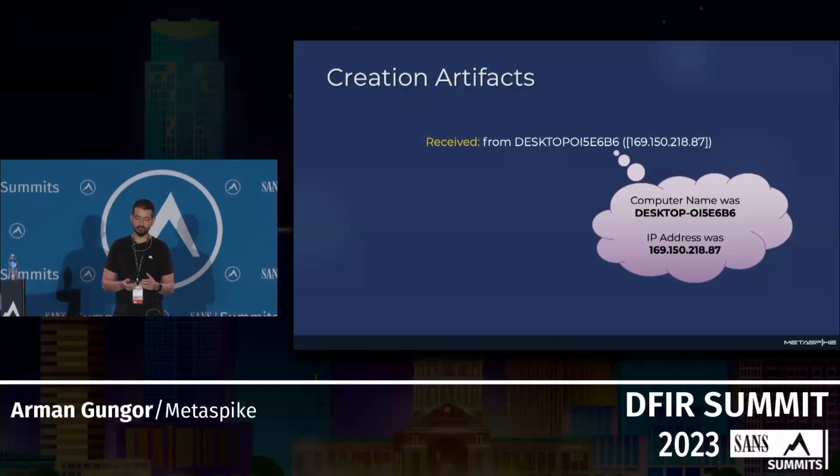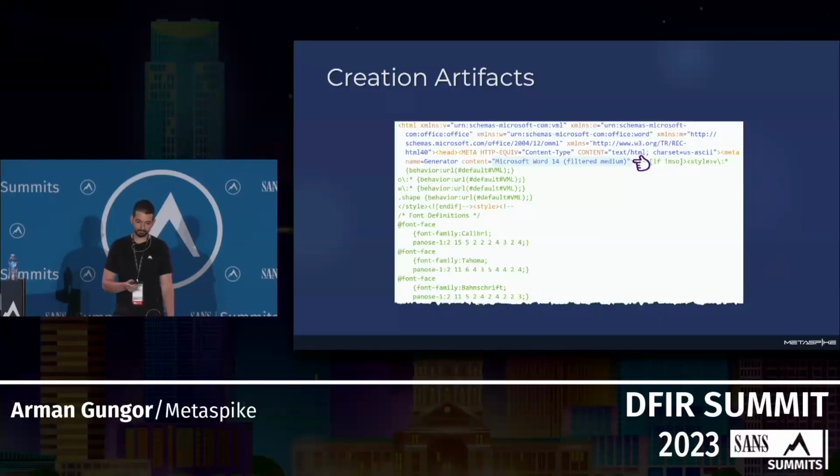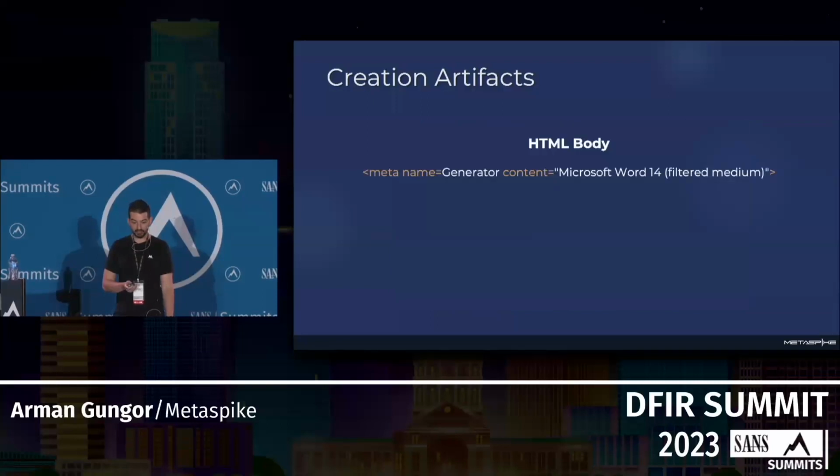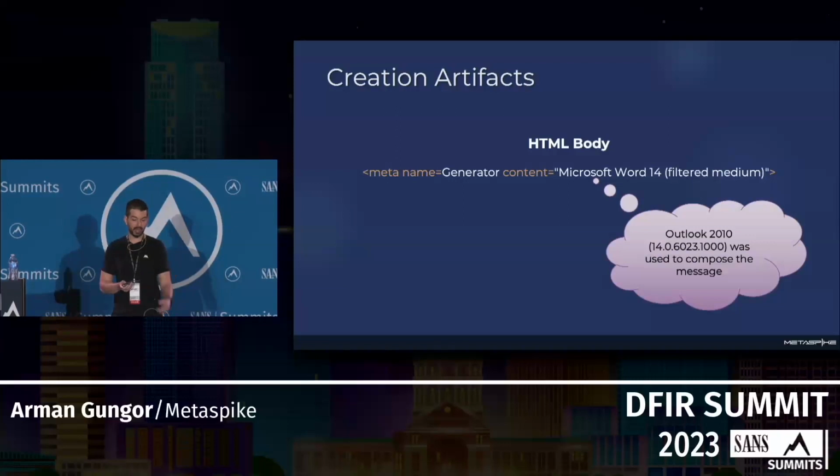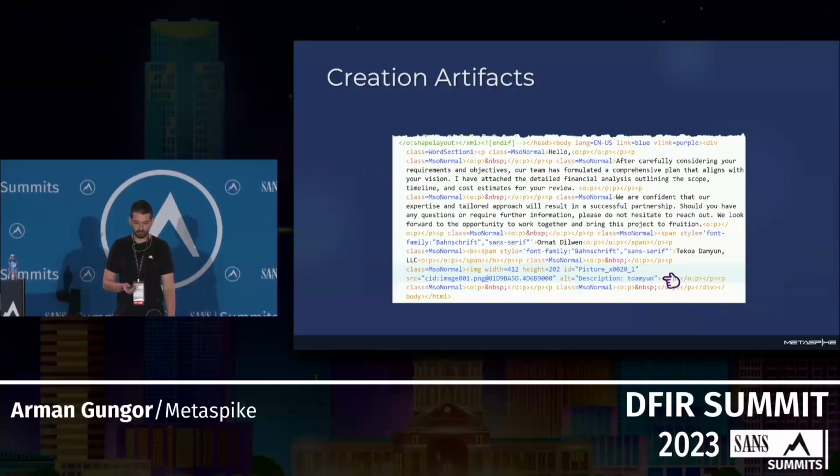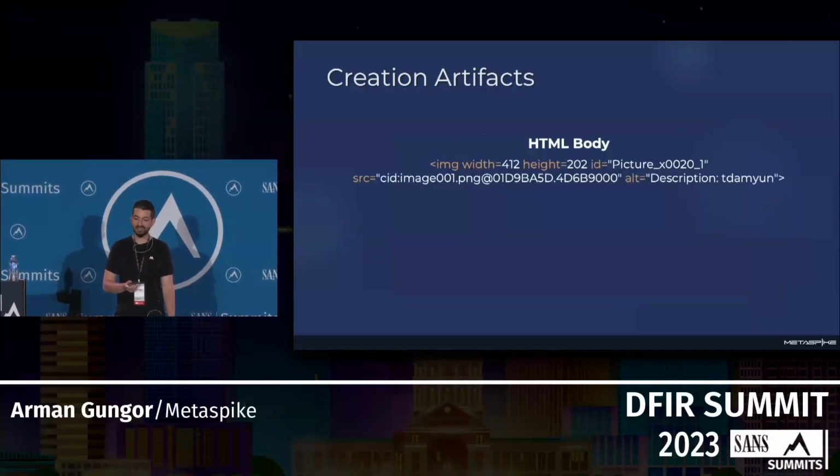So it comes down to the email client. In this case, the email client was helpful to capture that information and include it on there. Moving on, we are now getting into the HTML body of the message, and we see some references to Microsoft Word 14 here. This makes sense because we had used Outlook 2010, which is Outlook 14, so that ties in nicely. And then we see some references here to the inline image.